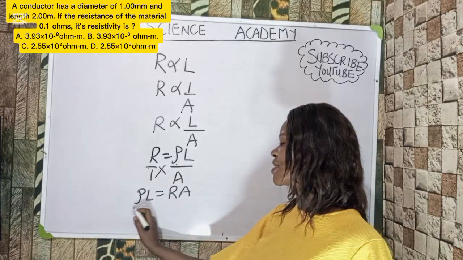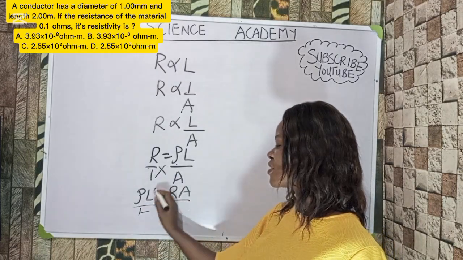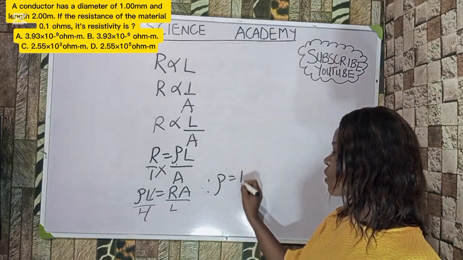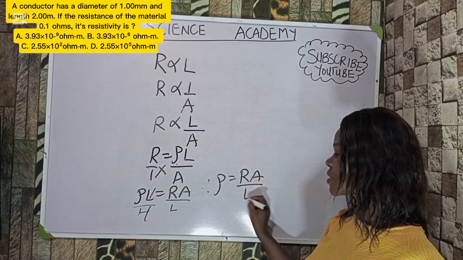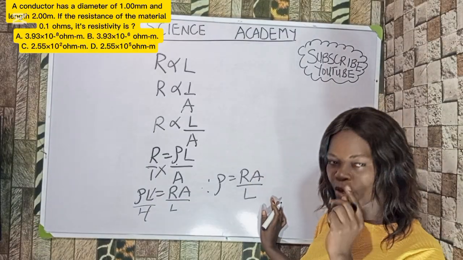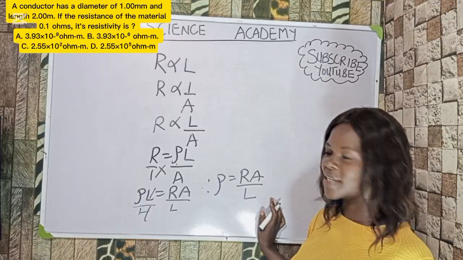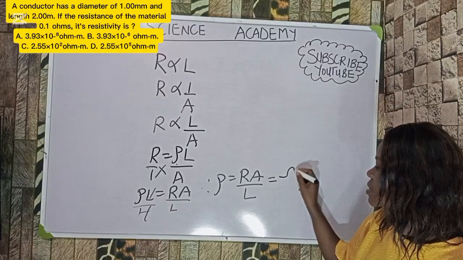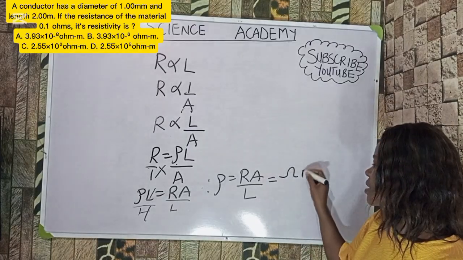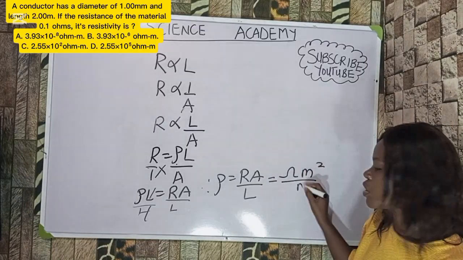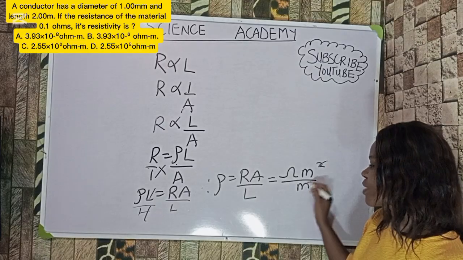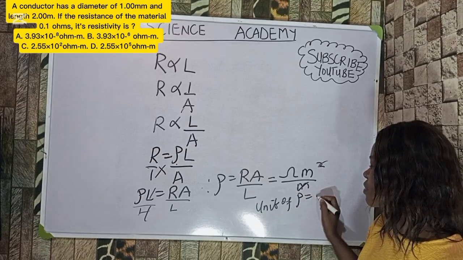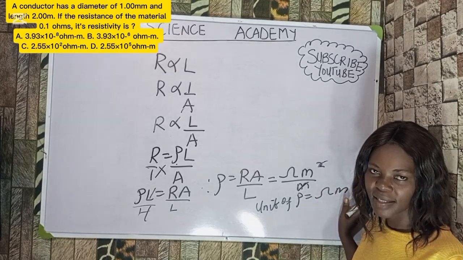So we divide both sides by L. So this L cancels out, therefore rho is equal to RA over L. So this is the formula that we are going to use to solve this particular question. I hope that is clear now. What about the unit? Now, resistance is measured in ohms, area is measured in meter squared, and length is measured in meters. So by the time this cancels this, the unit of rho, which is resistivity, becomes ohm meters. I hope that is clear.